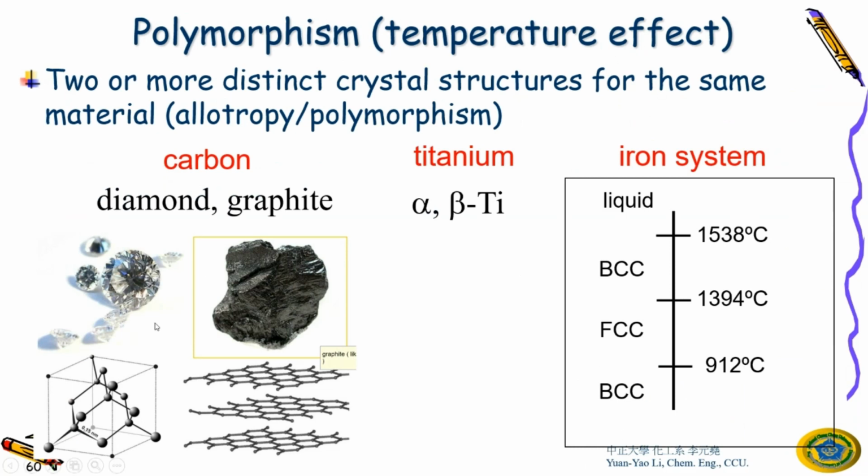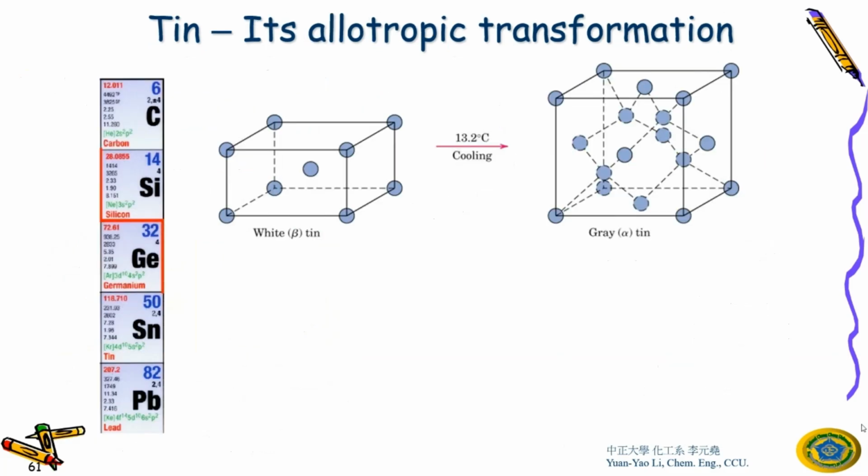So carbon is diamond and graphite. This is the sp3 structure, and this is the sp2 structure. Okay, for the iron, BCC at below 912 Celsius, we call alpha iron, and between 912 and 1394, we call gamma iron, and above there's another structure we call delta iron. Okay, and this case is tin.